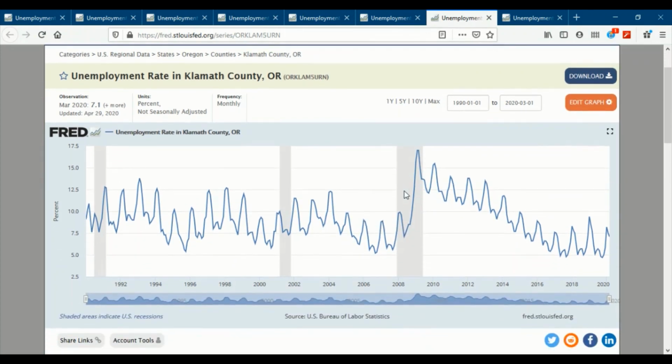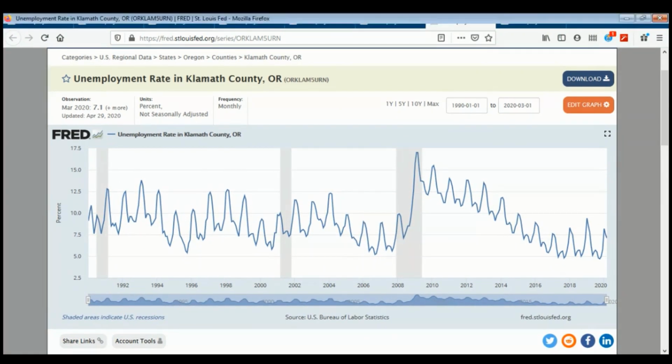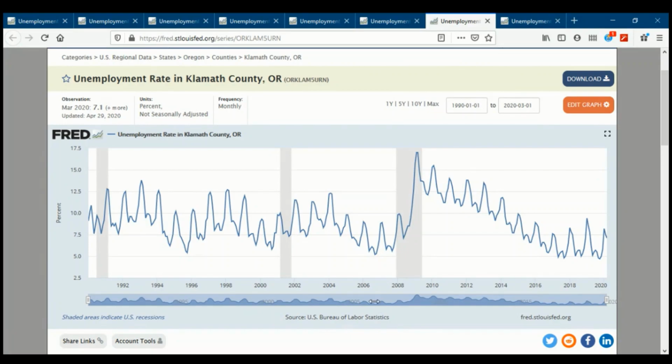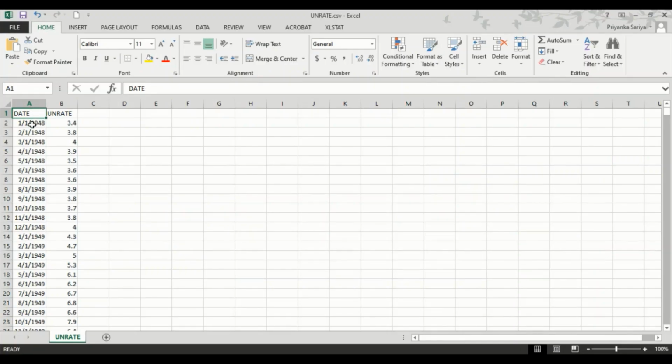Now, when we download this data, it looks something like this. For the national unemployment, the information starts from 48, as I said before, and the rate in percentage is given. For all the other levels, that is the Oregon State and the six counties, the information that we have is the date and the unemployment rate in percentage.